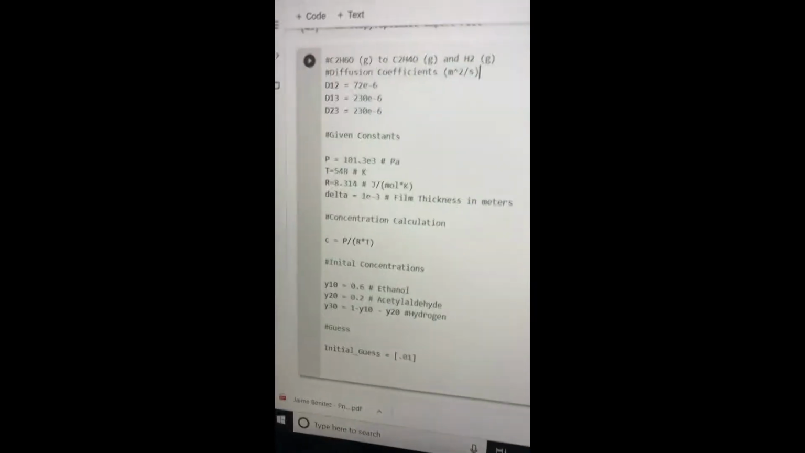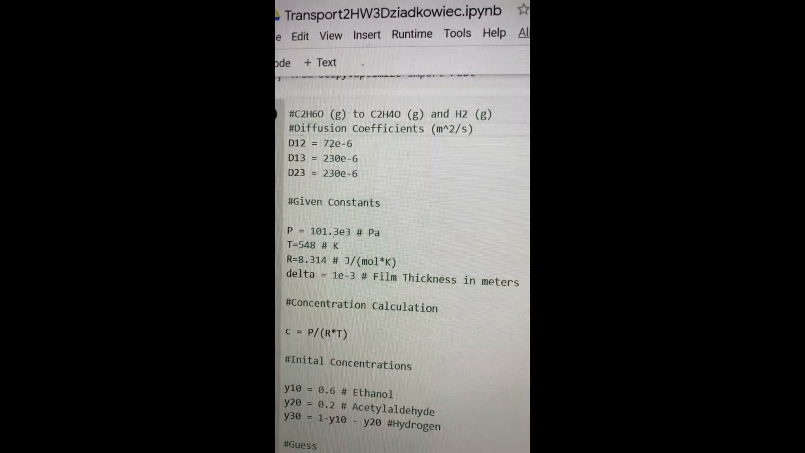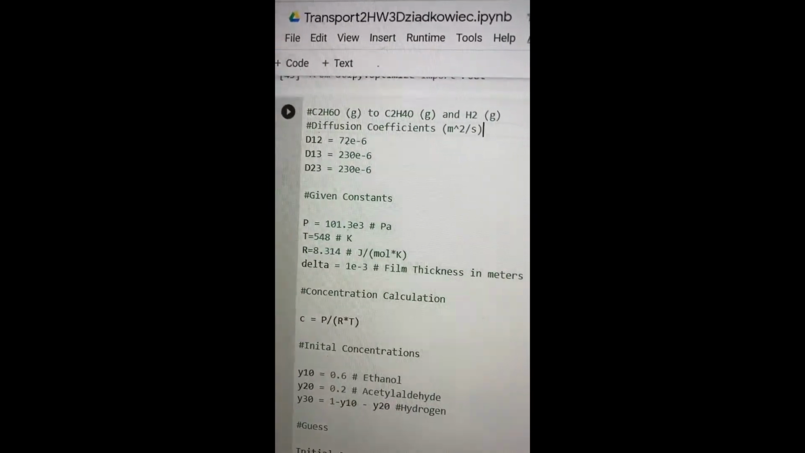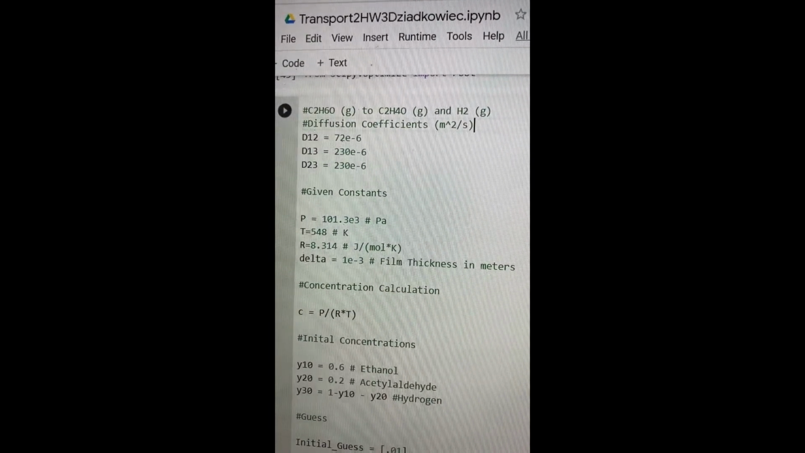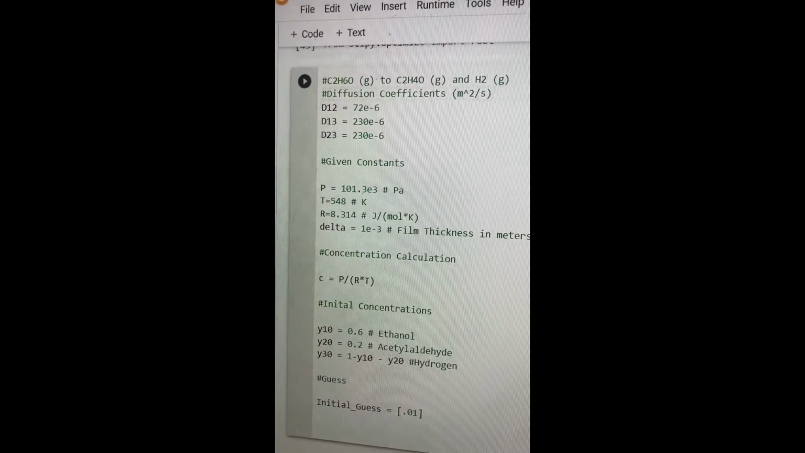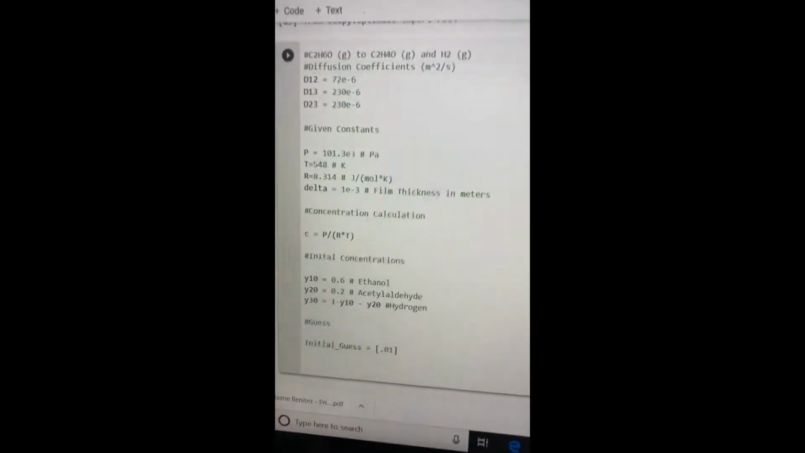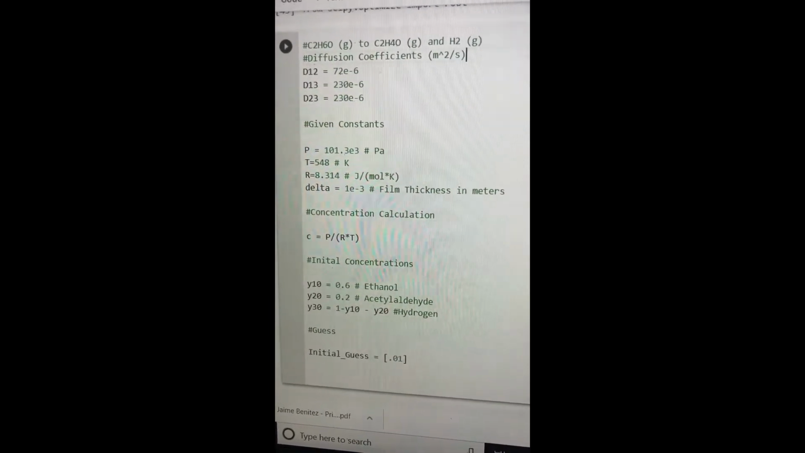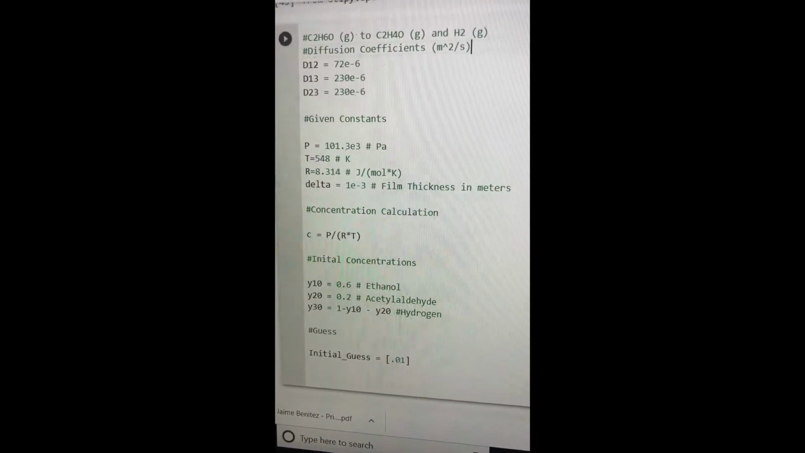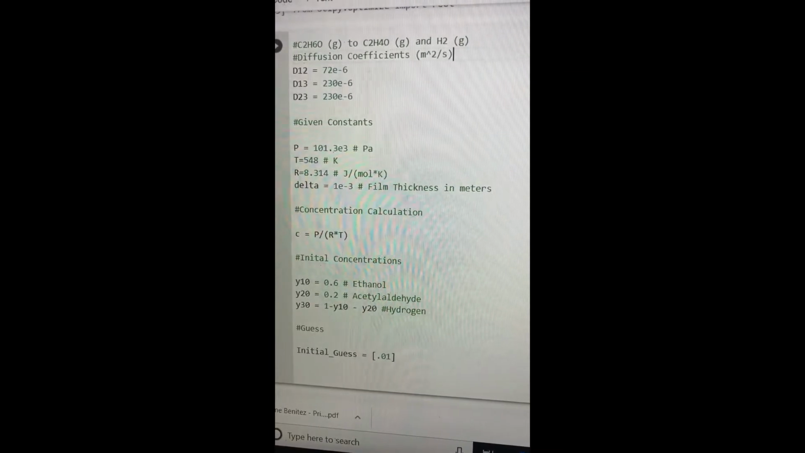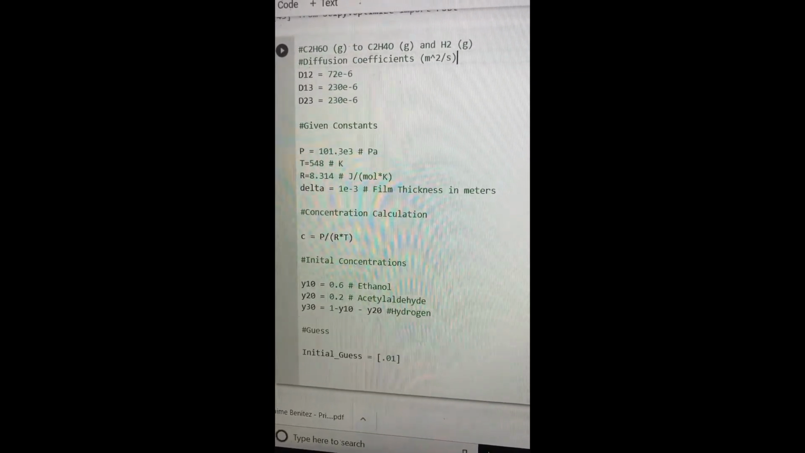And so at the very beginning, there is that mole fraction. It's going to be a 1 to 1 to 1, and it's all going to be in the gaseous phase. And for this problem, we also have the diffusion coefficients in meters squared per second for D1(2), D1(3), D2(3). We also have the given constants in the problem as well, such as pressure, temperature, and the R constant that is just given to us, as well as the film thickness, which we'll call delta.